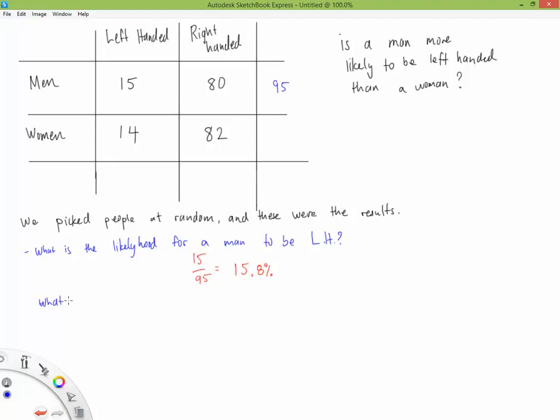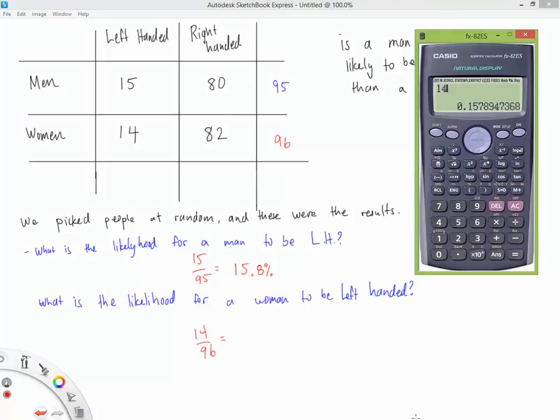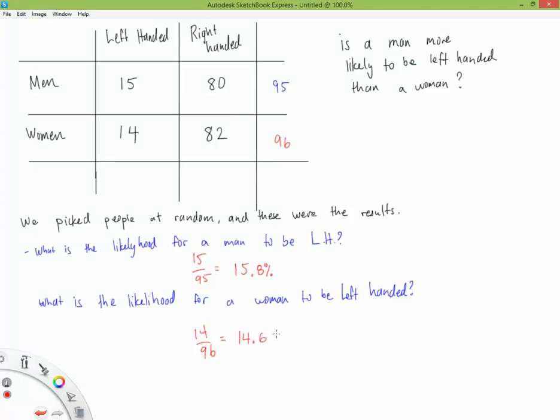And then we want to ask the same question, what is the likelihood? Likelihood is spelled with an I, not a Y. Likelihood for a woman to be left-handed. Okay, and the answer there, we add this up, we get 14 over 96. So I do 14 divided by 96, and I get 0.1458, or 14.6%. Or 15 if you want to round up to 15, okay? But the point here being, so this one is 15.8, this is 14.6.